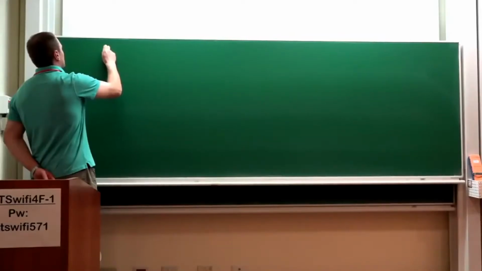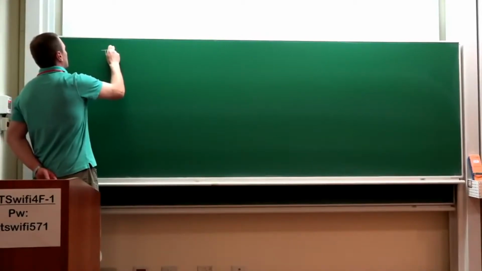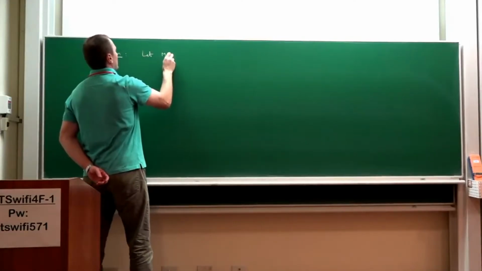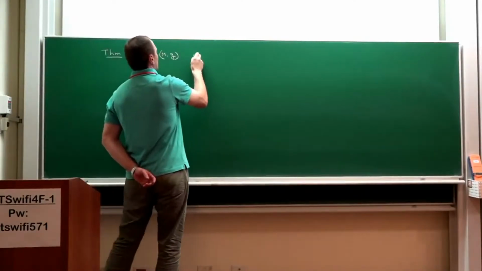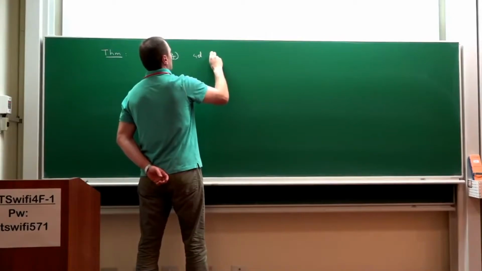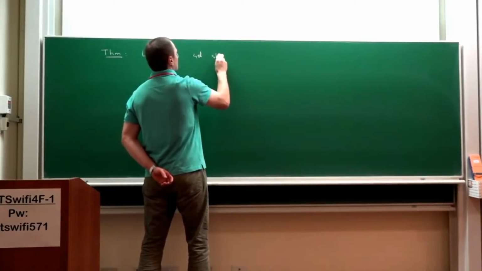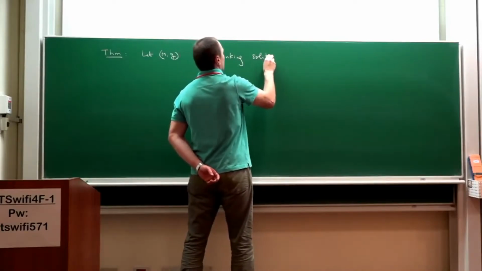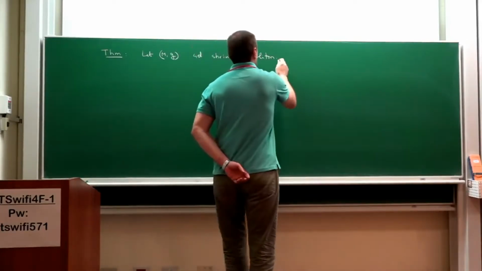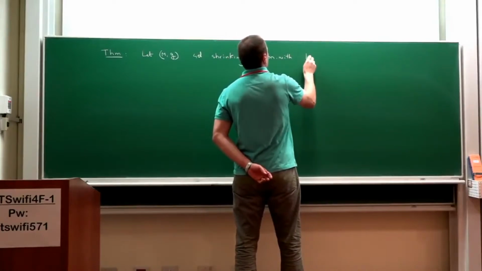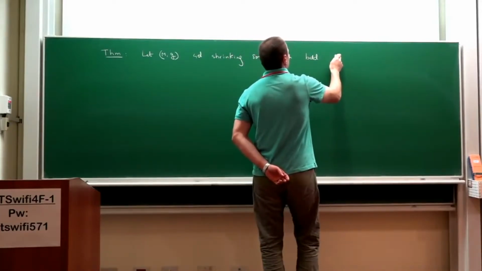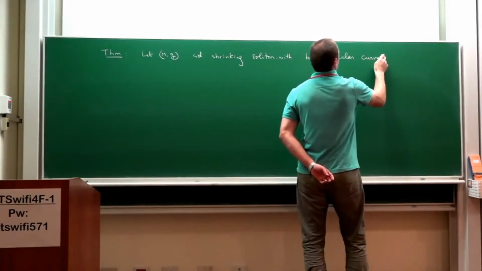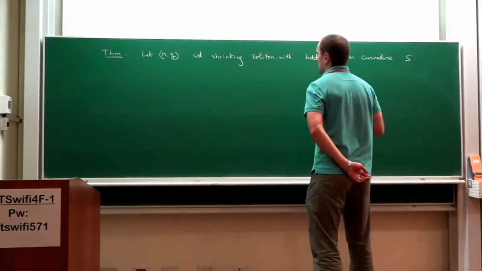The last result from last time. So M, g is a 4D non-compact shrinking Ricci soliton with bounded scalar curvature S.